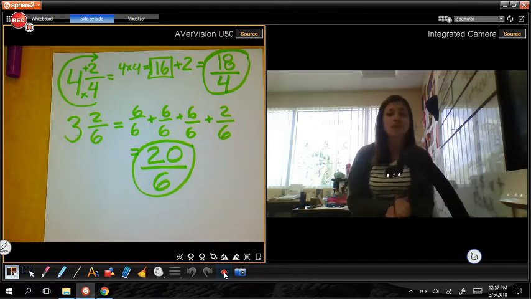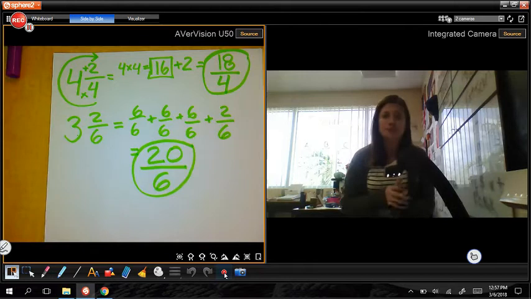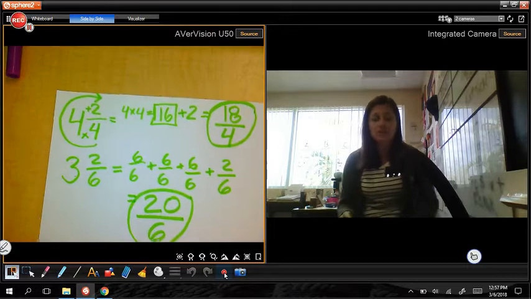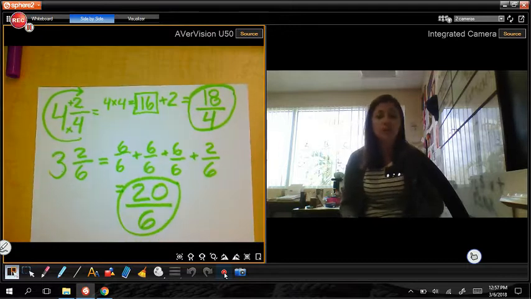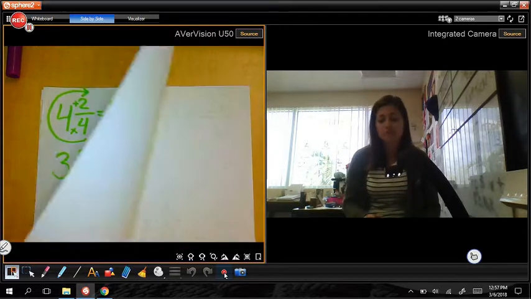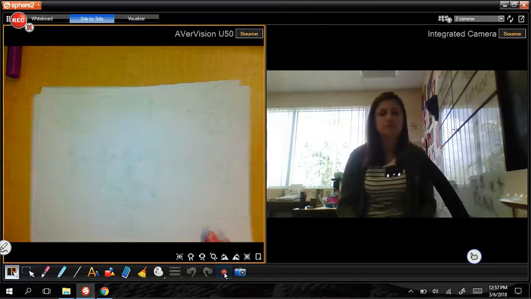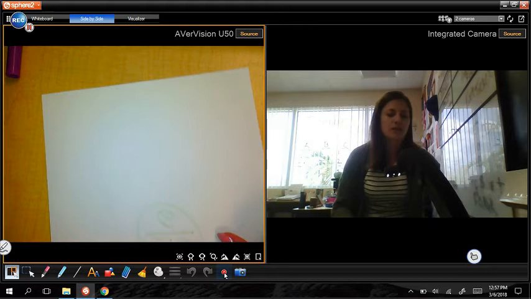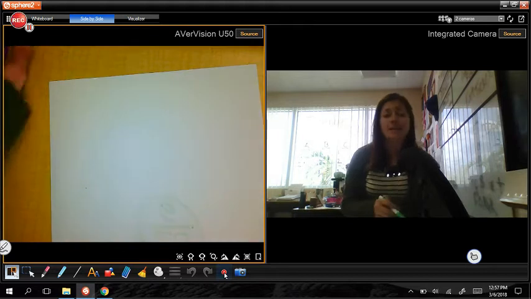All right, so now we're going to move on to our next topic, which is adding and subtracting our mixed numbers and our improper fractions. So when we're adding and subtracting our mixed numbers and our improper fractions, we want to look out for some major keys. So first, let's look at an example.